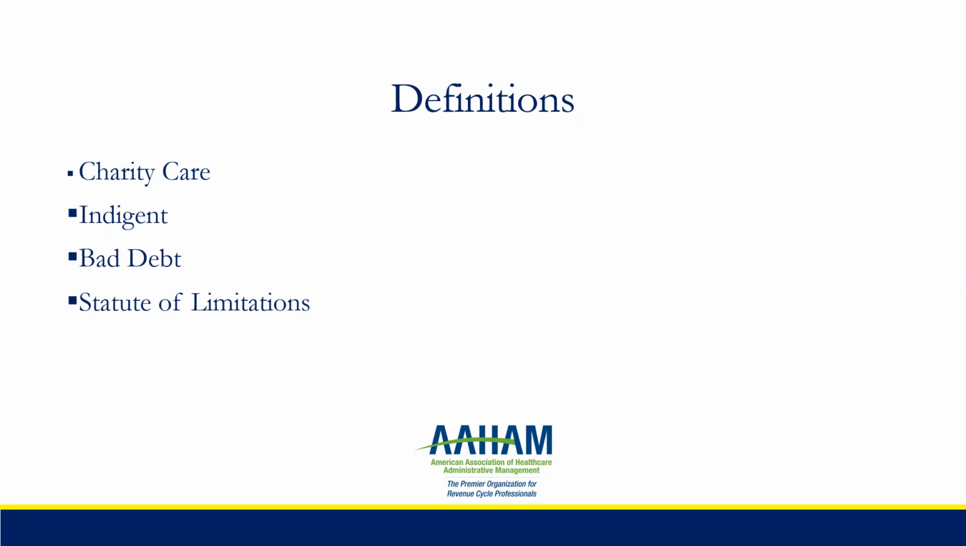Indigent is defined as an individual who has no means of paying for services or treatments and is not eligible for public assistance. Bad debt is an uncollectible account resulting from the extension of credit. And the statute of limitations is the amount of time in which a claim must be collected before it is deemed paid or satisfied. No legal proceedings can be initiated after the statute of limitations expires. The statute of limitations can vary from state to state.